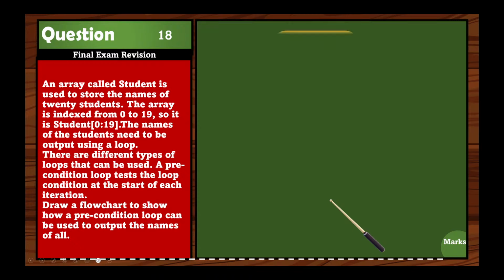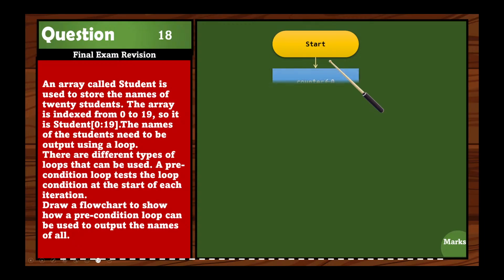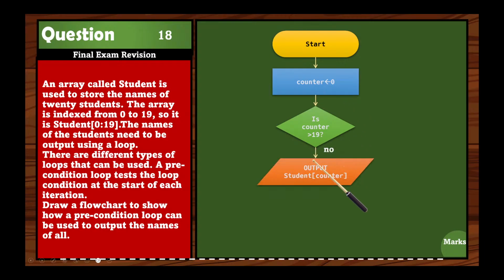So as always, we start the flowchart with this shape. It's called the start. Then what is next? We assign the counter to 0. Okay, then we ask is counter greater than 19. Okay, so if this condition is false, we output the student and counter. What does counter mean? The first value of this one. Because the value of counter is 0, it's not greater, so we can just come here and then next one is counter equal to counter plus 1, and then we just repeat this thing.